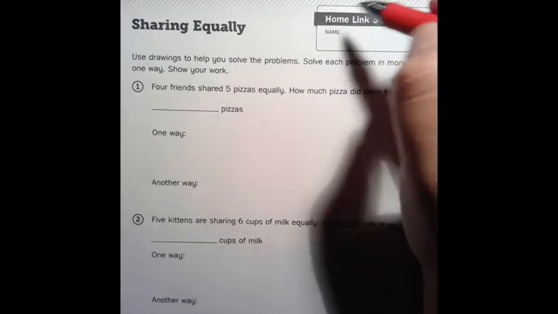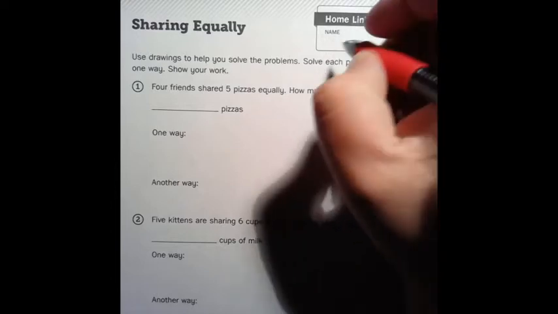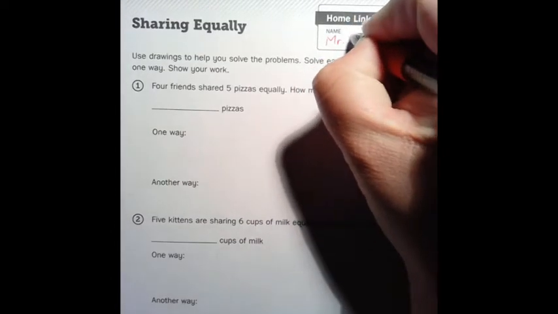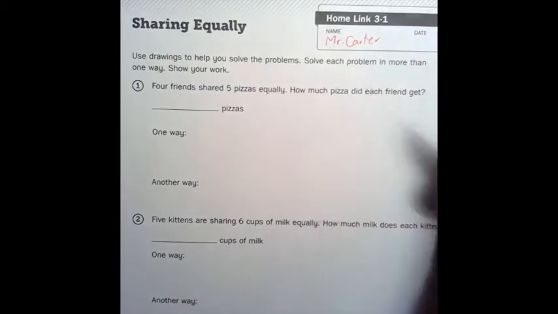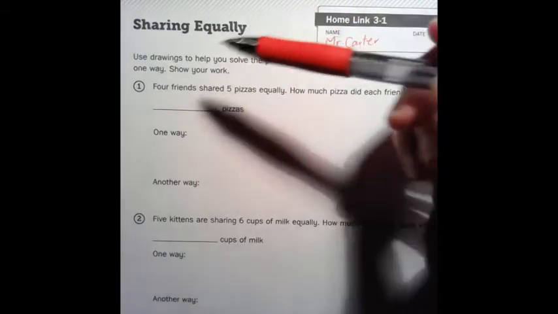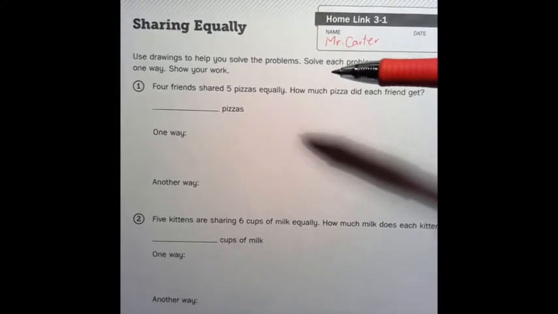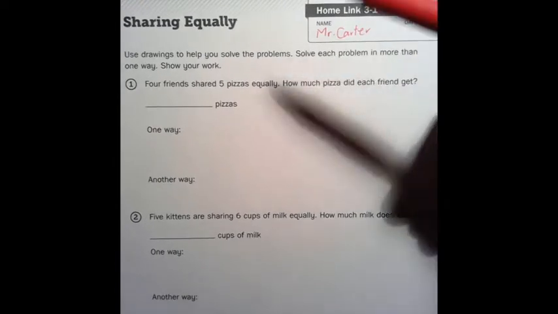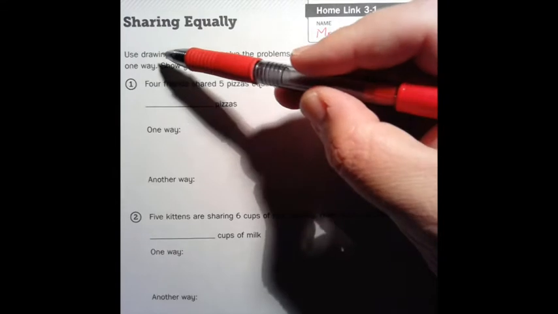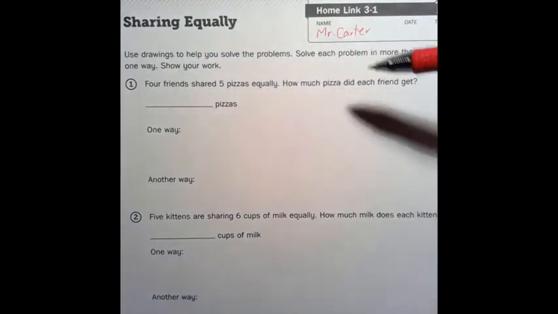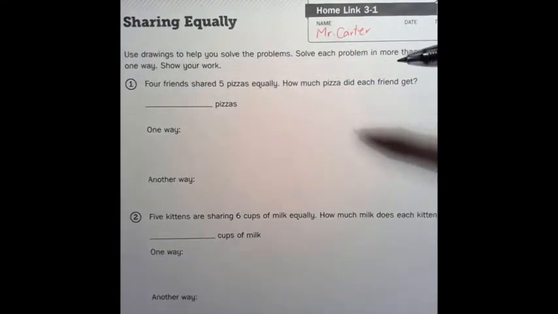It's time to do HomeLink 3.1. So go ahead and put your name on that if you haven't yet already, and let's begin. We're sharing equally with this one, and it's about fractions and splitting things up evenly. Our directions say to use drawings to help you solve the problem. Solve each problem in more than one way and show your work.